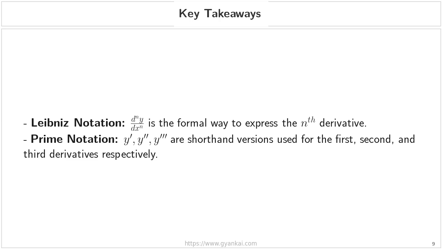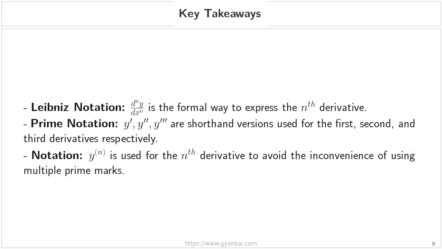Next, we have prime notation. As we saw in our step-by-step breakdown, using y prime, y double prime, and y triple prime serves as a much quicker shorthand for the first, second, and third derivatives. It's much cleaner to look at, especially when you're working through long calculations. However, as we discussed when looking at higher-order derivatives, adding too many prime marks becomes messy and hard to read. That is why we use the notation y with n in parentheses to denote the nth derivative. This keeps our work organized even when the order of differentiation gets high.